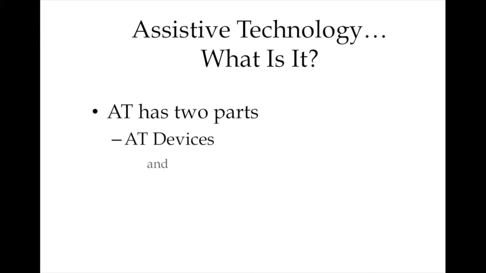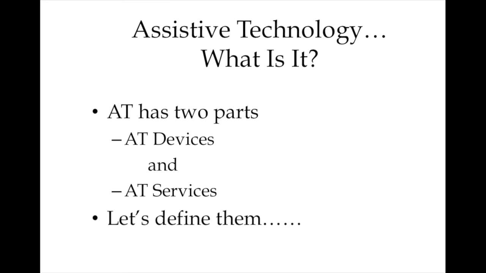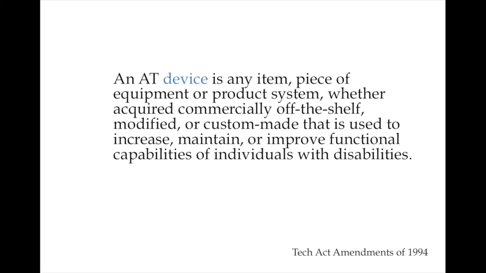is assistive technology. Assistive technology has two parts. The first part is the device, which is typically the first thing we think about upon hearing assistive technology. The second is assistive technology services. Let's define them. An assistive technology device is defined as any item, piece of equipment or product system, whether acquired commercially, off the shelf, modified, custom-made, that is used to increase, maintain, or improve functional capabilities of individuals with disabilities. As mentioned, this is typically the first thing we think about in correlation with assistive technology.